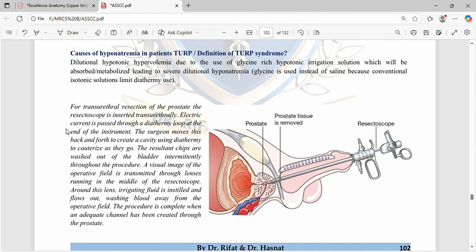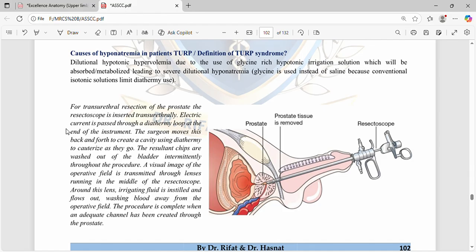For transurethral resection of the prostate, the resectoscope is inserted transurethrally. Electric current is passed through the diathermy loop at the end of the instrument. The surgeon moves this back and forth to create a cavity, using diathermy to cauterize as they go. The resultant chips are washed out of the bladder intermittently through the procedure.